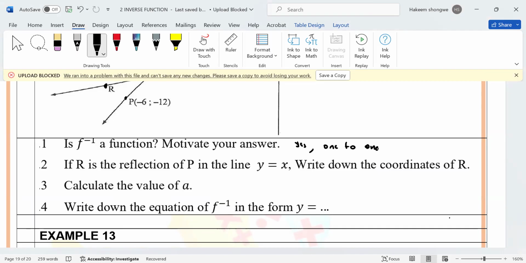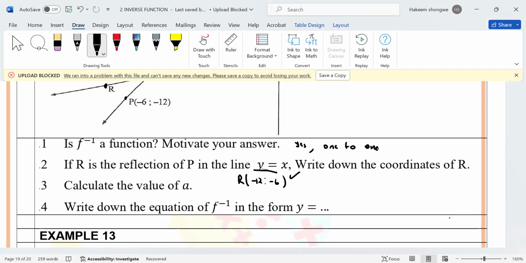Now, if R is a reflection of P by the line y equals x, write down the coordinates of R. Now, remember, if you are reflecting it by the line y equals x, it means we're talking about the inverse. So what is going to be point R then? Negative 12, minus 6. Another mark.